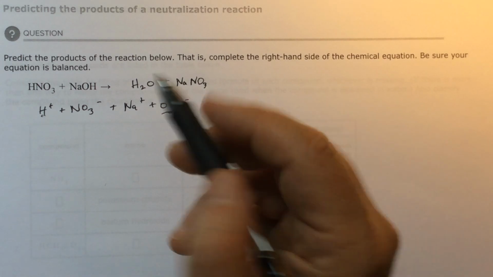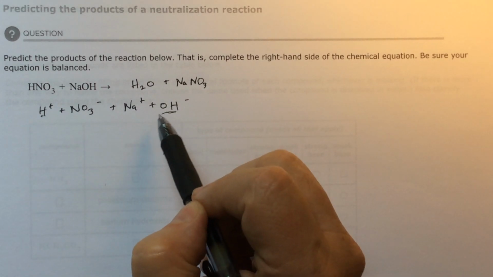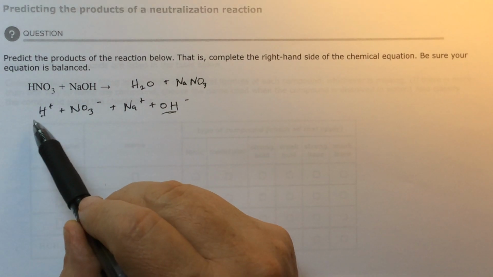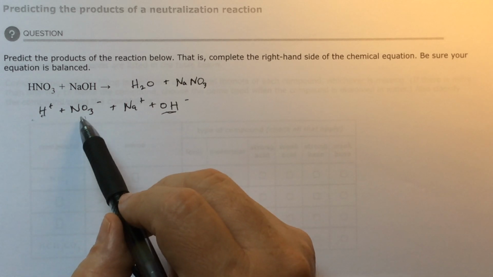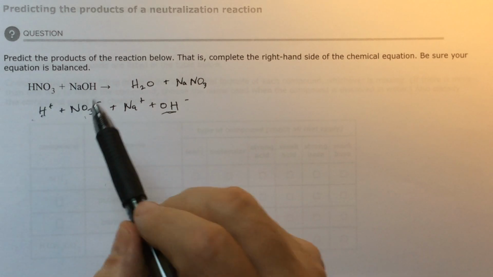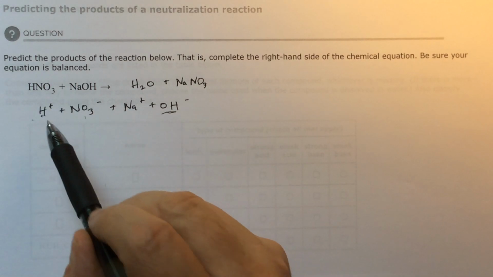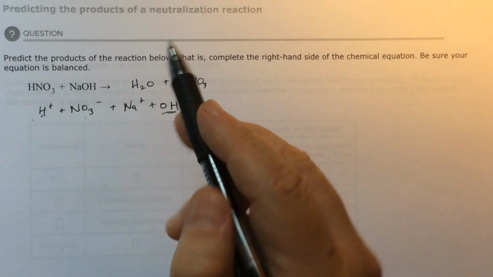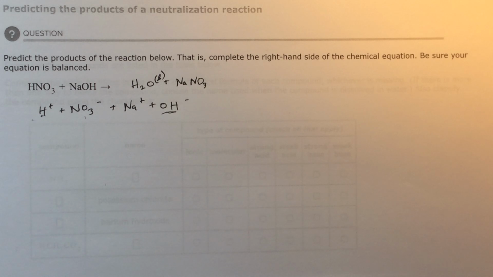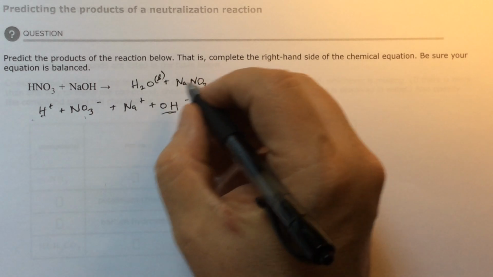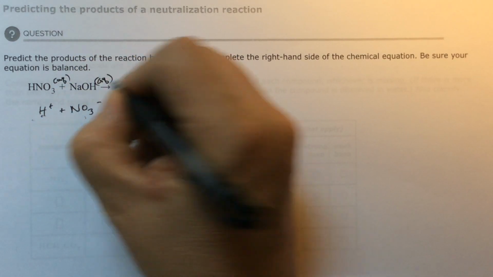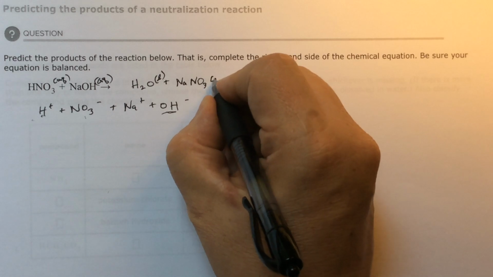So what I've done essentially, and you can do this in your head, is break these apart into their ions, and then realize if these two come together, they'll just split again. If these two come back together, they'll just split again because they're both strong. They'll dissociate in water. But if you switch them out, H plus OH, this is water. And water is a liquid. So this is aqueous, this is a liquid, and this is aqueous.